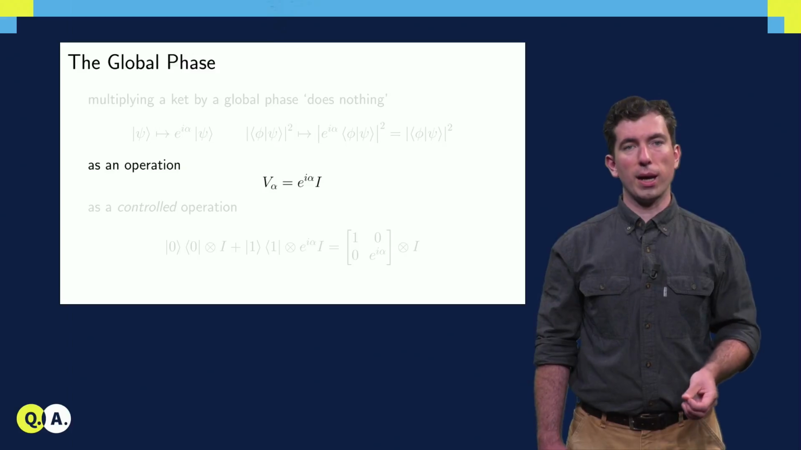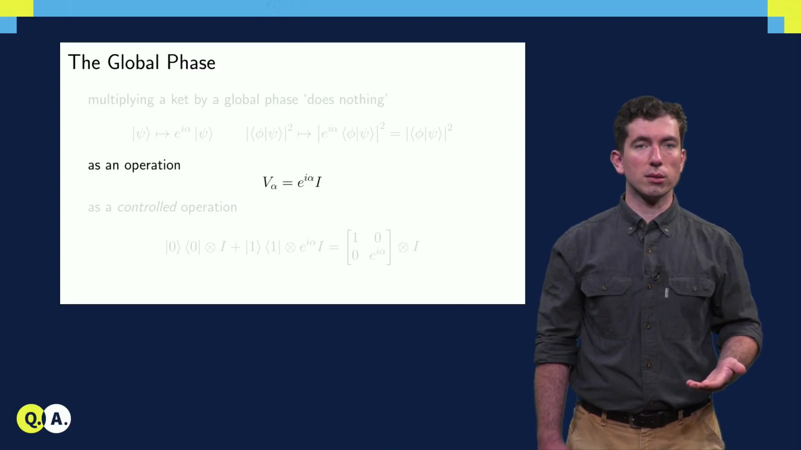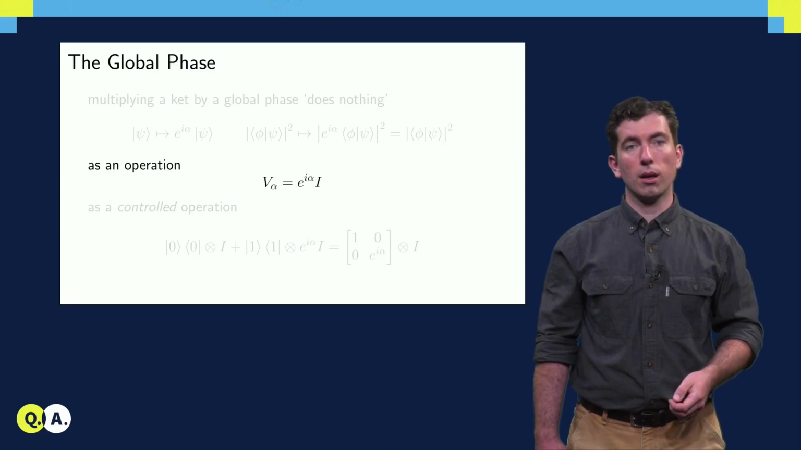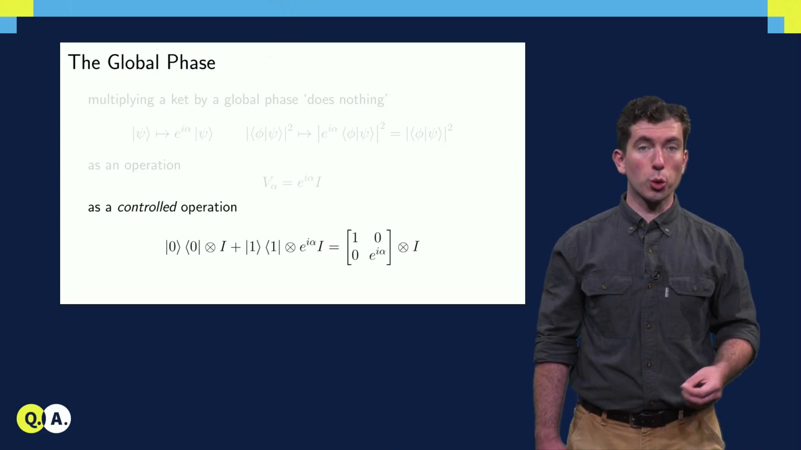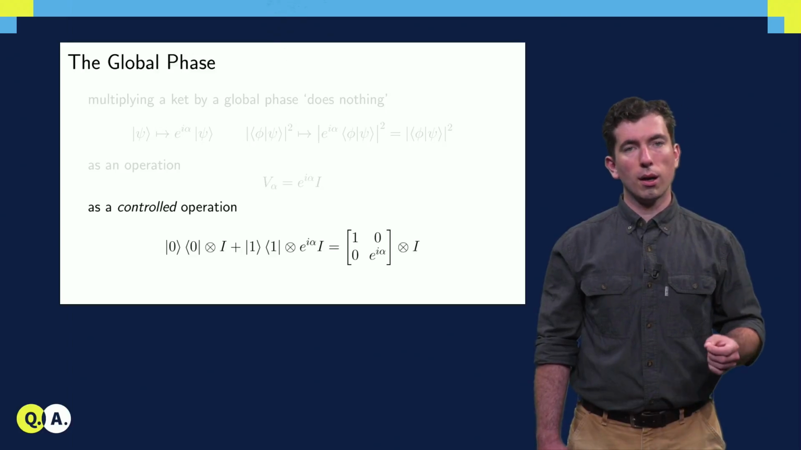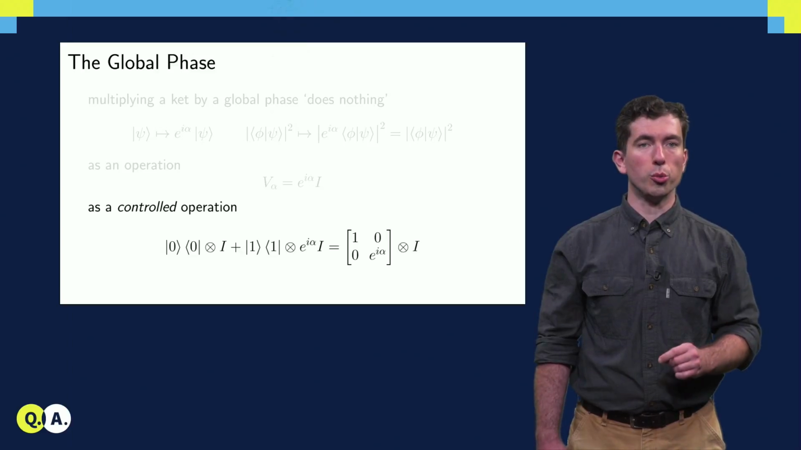Nevertheless, we can define an operator V_α which multiplies any input state by a global phase. It's pretty simple, just e^(iα) times the identity. Nothing special. However, something interesting does happen when we define a controlled V_α operation. A phase is accumulated on the one component of the state of the control qubit.